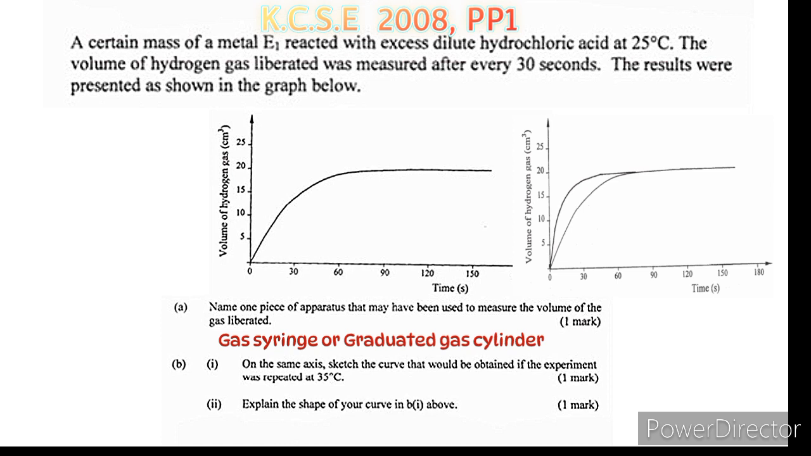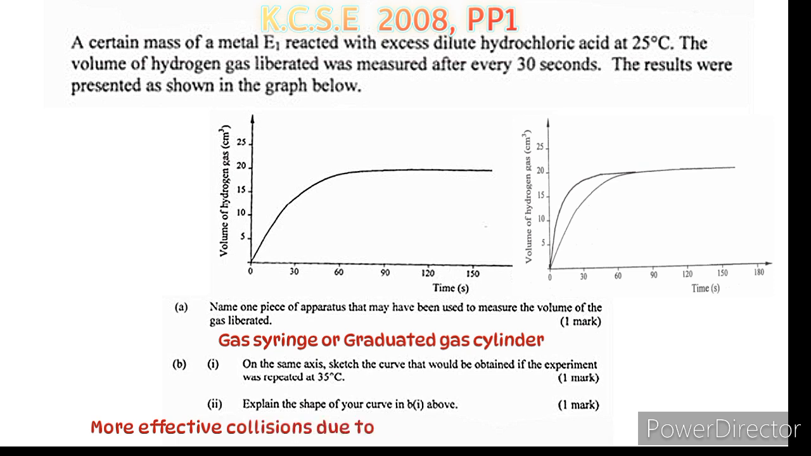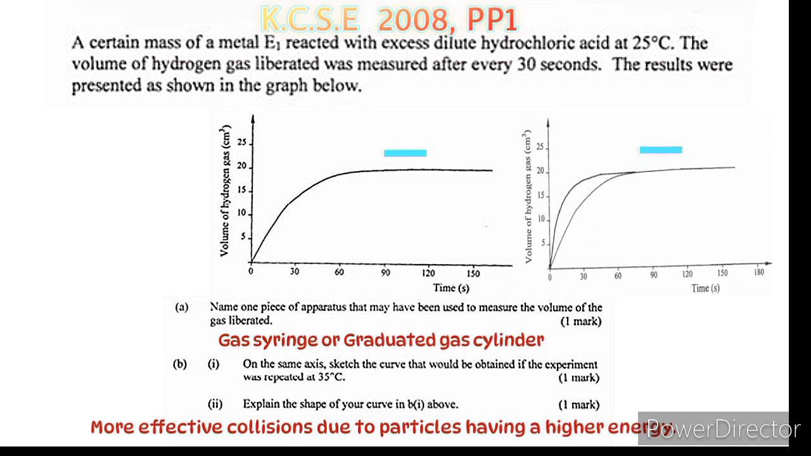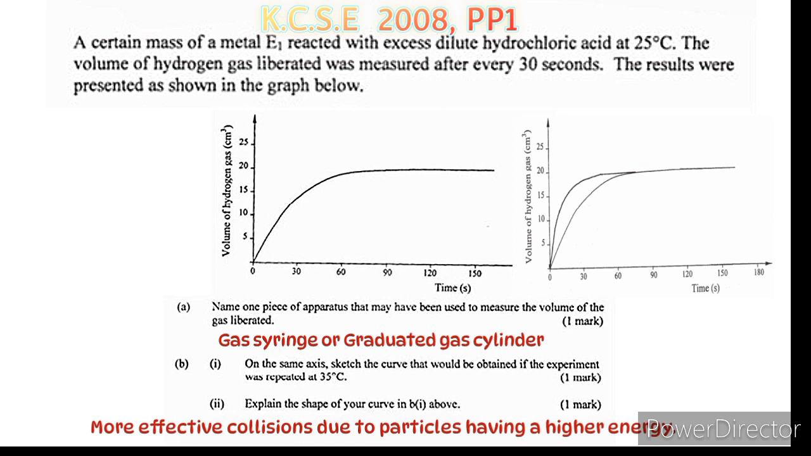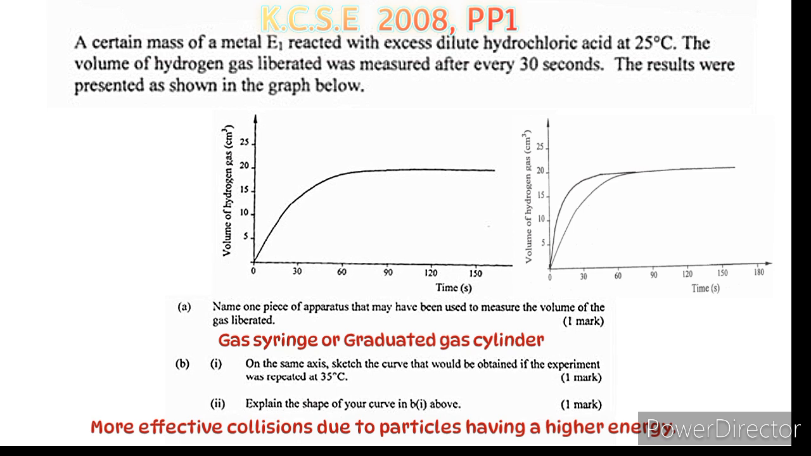Part 2, explain the shape of your curve in B (i). So we've already done that. Now I want you to note something. Both curves flatten out at the same final volume. This means that the total volume of hydrogen gas collected for both reactions is going to be the same. The only difference is the time each reaction takes. The reason for this is that the mass of magnesium metal used in both reactions was the same. So we end up having the same volume of hydrogen gas collected at the end.